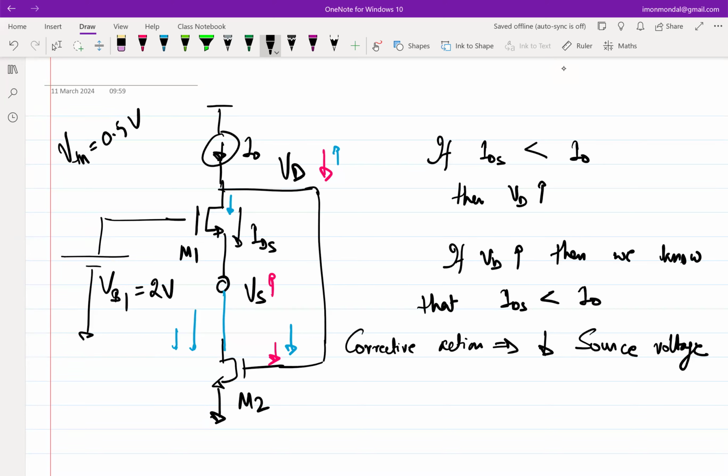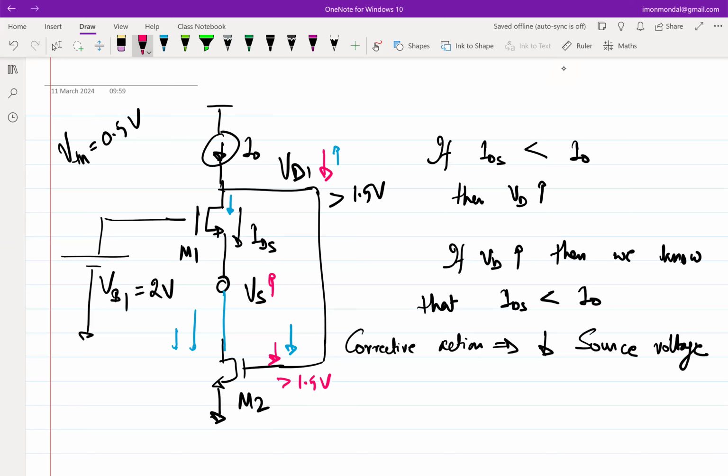So VB1 is 2 volt. What is the minimum VD, or VD1 I should say, in this case? What is the minimum VD1 that is required to ensure M1 is in saturation? 1.5. By the way, does VS play a role? No, right? Ultimately, it's the difference between the drain and the gate voltages. So VD1 has to be greater than 1.5 volt. This is the same as the gate of M2, so this has to be greater than 1.5 volt.